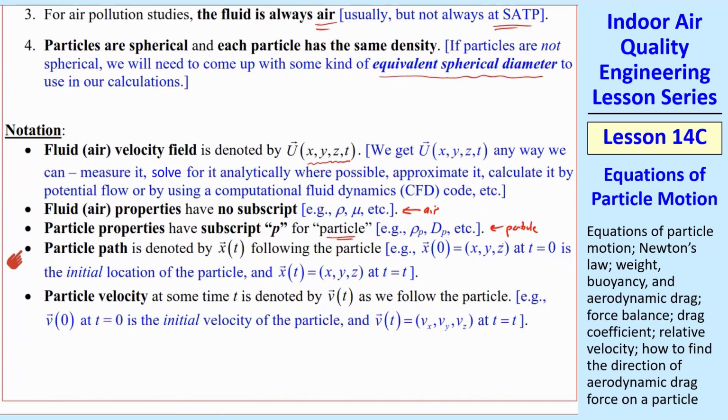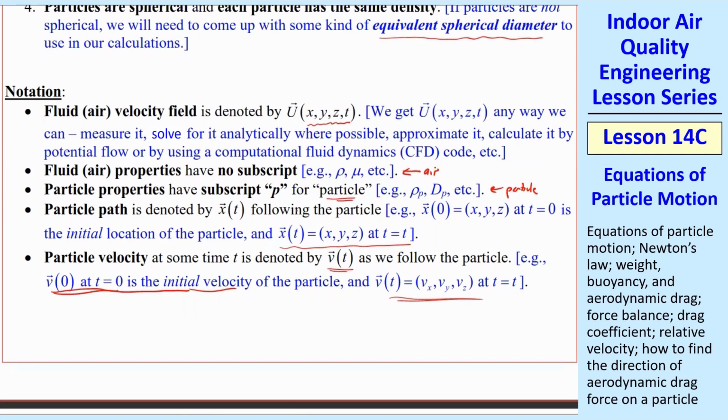Particle path is denoted by vector x of t following the particle. So at any time, x is made up of three components, x, y, and z at time t. And then the particle velocity is little v vector, and that's a function of time as we follow the particle. At t equals 0, it's the initial velocity of the particle. And then at any general time, it has three components, vx, vy, and vz. And one comment here, don't confuse this v with kinematic viscosity nu. It's unfortunate, but in Times Roman font, which is what I typically use, the italic v looks very much like the Greek letter nu. When I print it, I'll do just a v like that. So be careful of that.